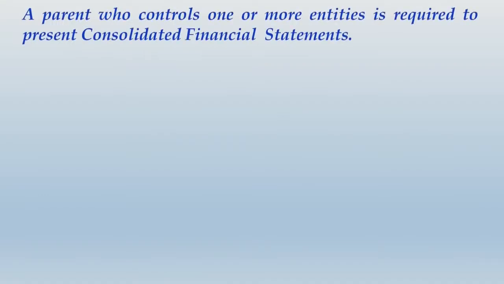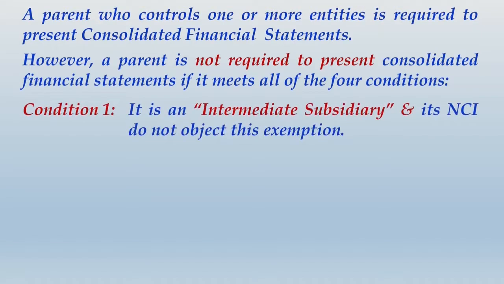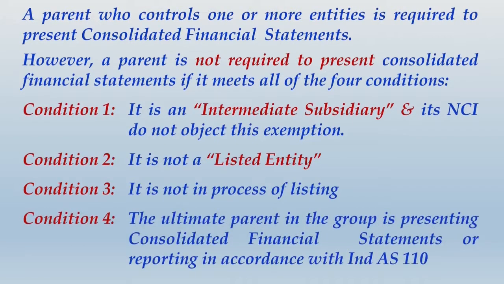A parent who controls one or more entities is required to present consolidated financial statements. However, a parent is not required to present consolidated financial statements if it meets all of the 4 conditions. Condition 1, it is an intermediate subsidiary and its non-controlling interest do not object this exemption. Condition 2, it is not a listed entity. Condition 3, it is not in process of listing. Condition 4, the ultimate parent in the group is presenting consolidated financial statements or reporting in accordance with Ind AS 110. So friends, quickly write down these 4 conditions in brief, and then I will give you notes in details as well.